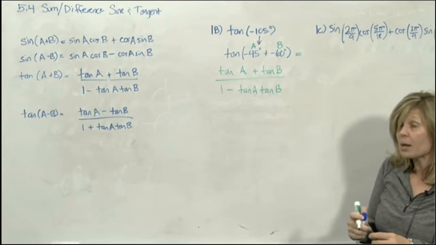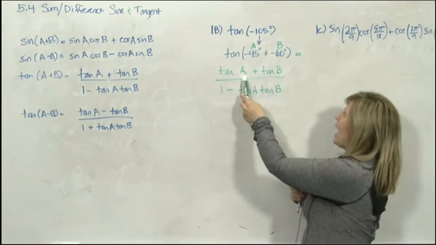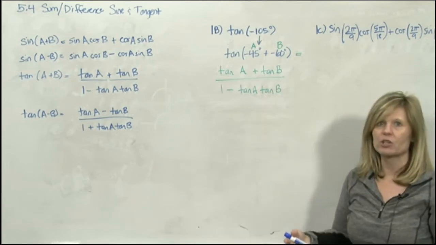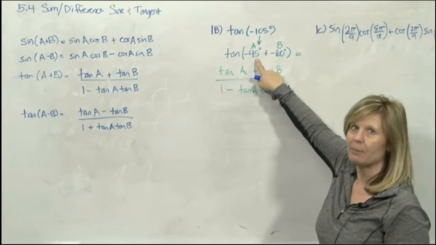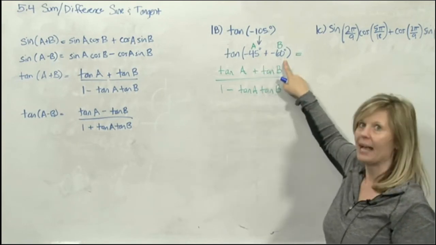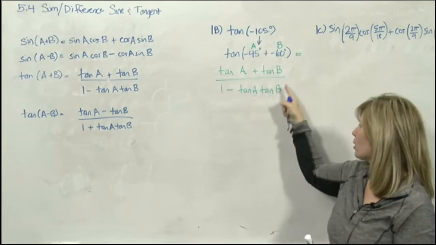Now, all we have to do is substitute. Big A and big B stand for the angle measurements. Well, we know the actual angle measurements. You told me you're going to let angle A be negative 45 and angle B be negative 60. So I'm going to rewrite this.